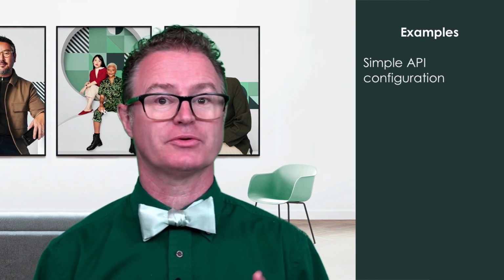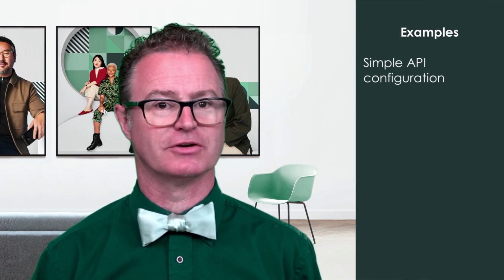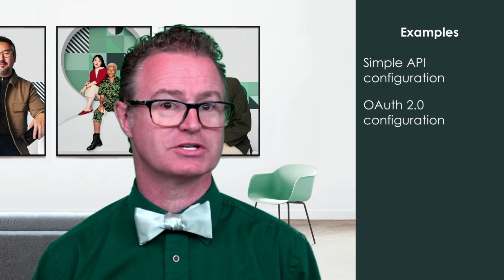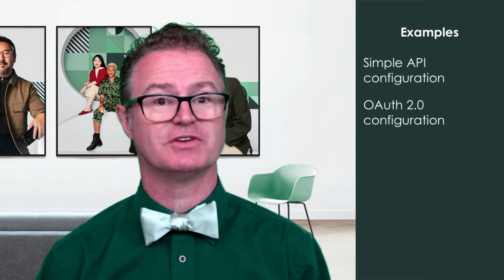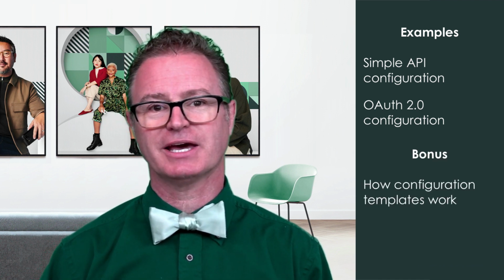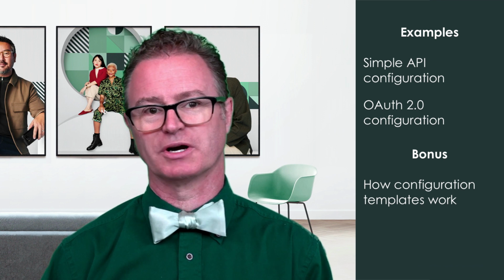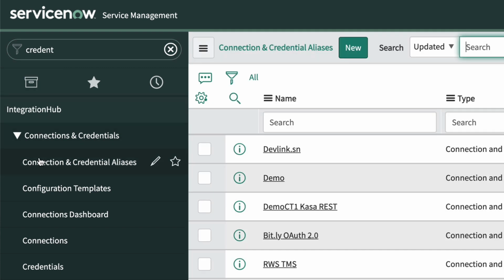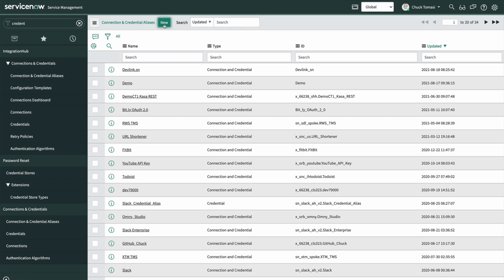First, we'll create a simple API configuration. Then, we'll create an OAuth 2.0 configuration with the same setup we did in the previous video to connect to a Google service. We'll also take a look at how the configuration templates work should we wish to create one later. We'll begin by navigating to Connection and Credentials, Connection and Credential Aliases, and creating a new record.